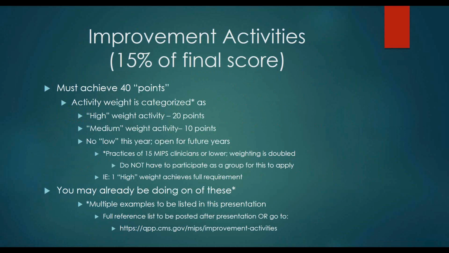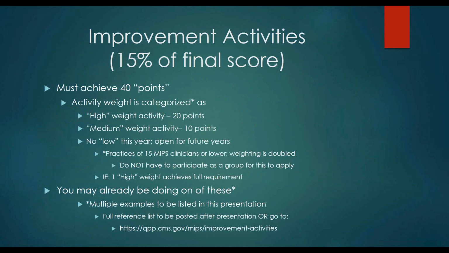Each activity has a different weight. So it's either a high weight or a medium weight. High weight activities are worth 20 points. Medium weight activities are worth 10 points. There is no low designation this year. They may add them in future years, but it's looking doubtful based on the information coming out of CMS.